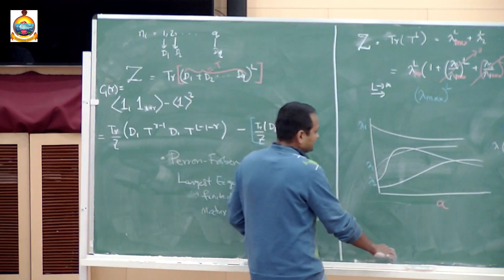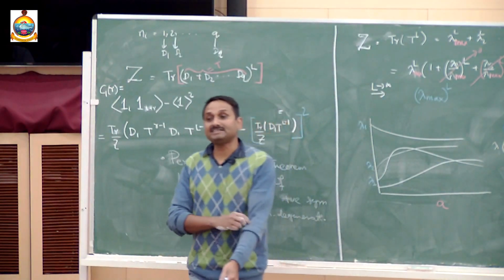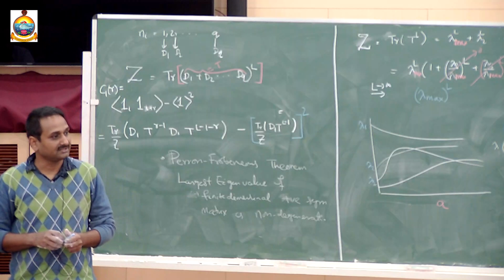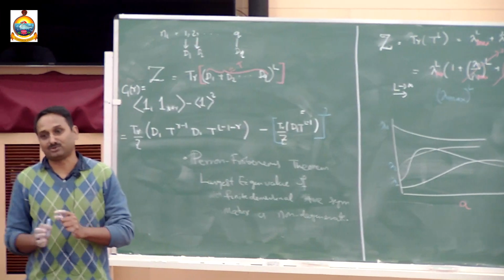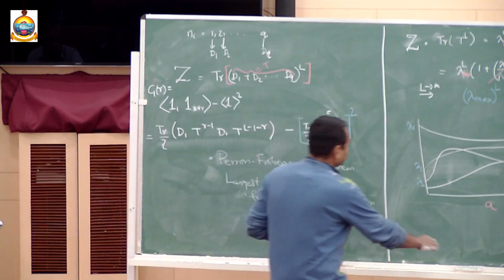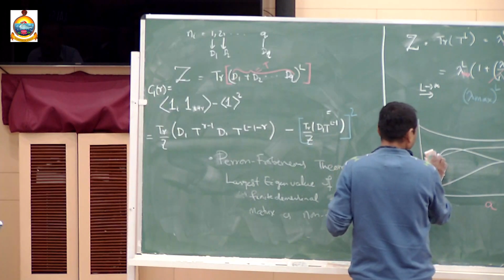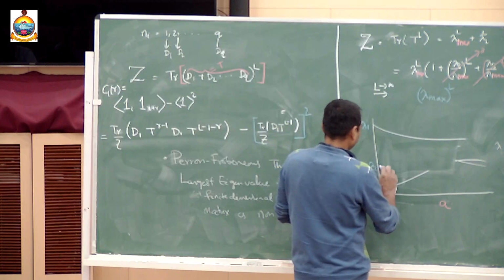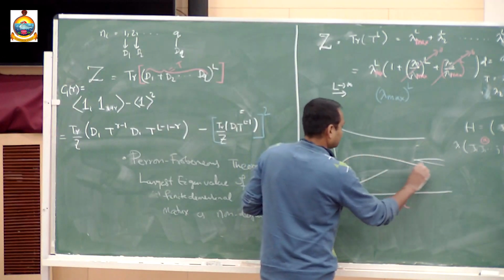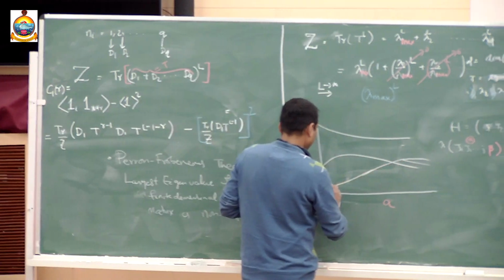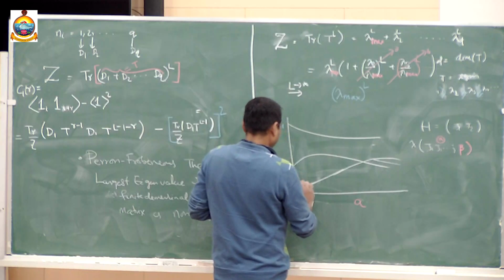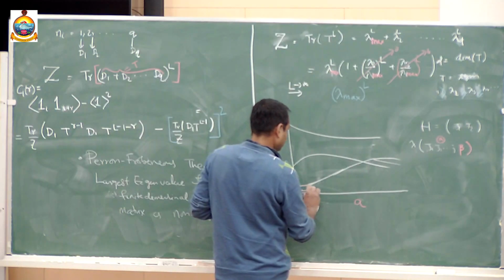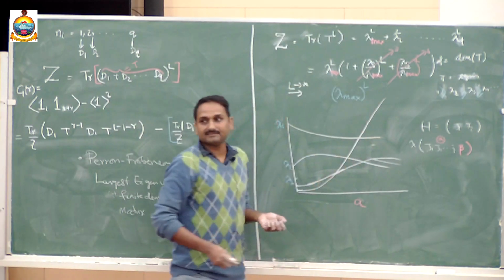Now, what is the consequence of this theorem? What would have happened if they cross? Let me take two more minutes. Let us say some eigenvalue, lambda 2, is like that, lambda 3 is like that, let us call it lambda 4, and this goes and crosses like that.